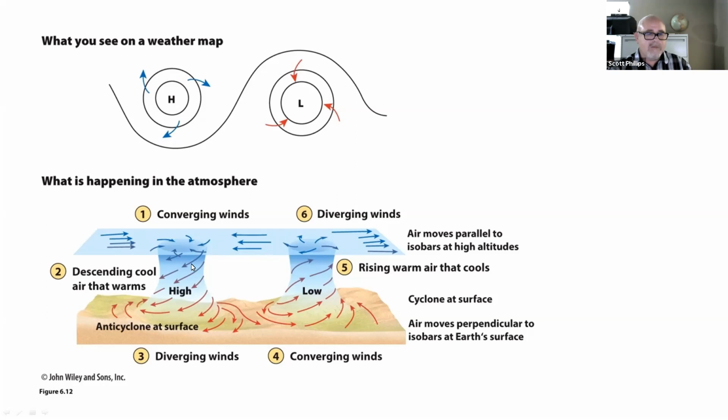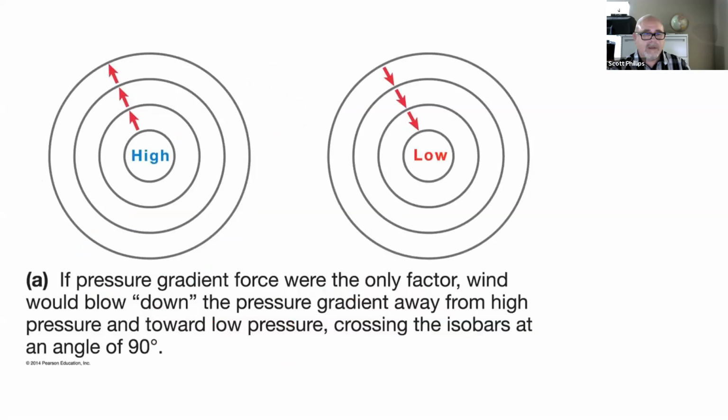Here's more of a 3D view. In a high pressure system, they're spinning clockwise downward. And then the opposite is happening in a low pressure system, where the air is moving upward. So rather than going straight up and straight down, they're spinning downward or spinning upward. If we didn't have Coriolis force, winds would blow in a straight direction from high pressure to low pressure, into low pressure, out of high pressure.